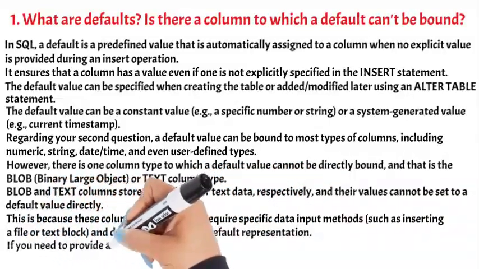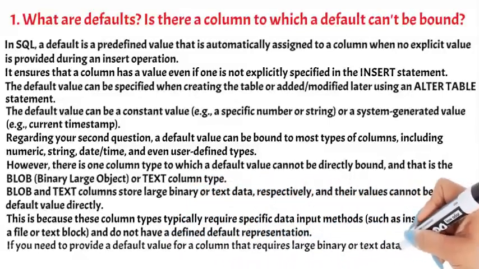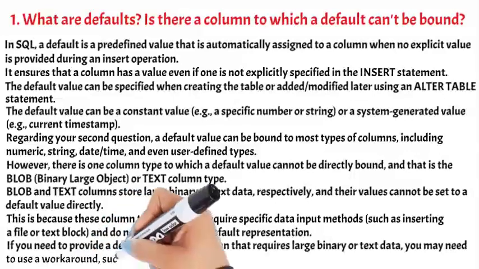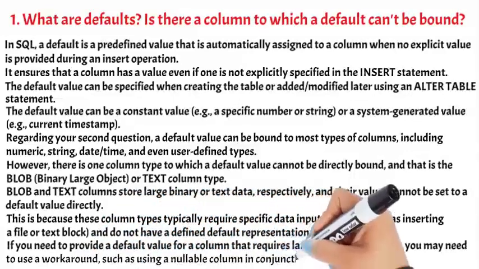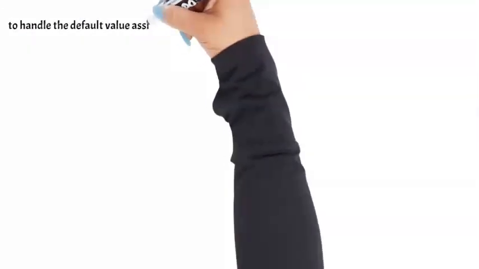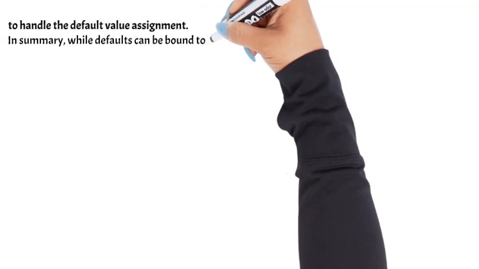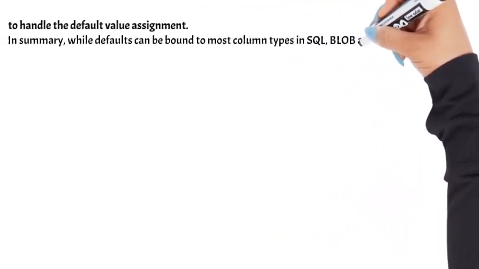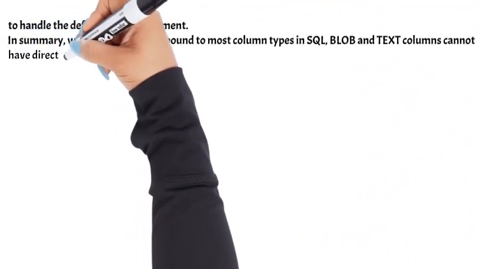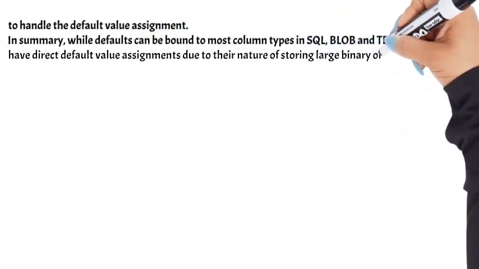If you need to provide a default value for a column that requires large binary or text data, you may need to use a workaround, such as using a nullable column in conjunction with a trigger or application logic to handle the default value assignment. In summary, while defaults can be bound to most column types in SQL, blob and text columns cannot have direct default value assignments due to their nature of storing large binary or text data.